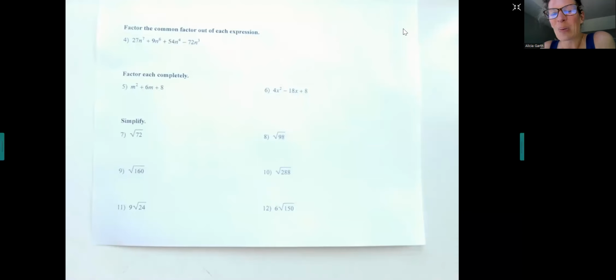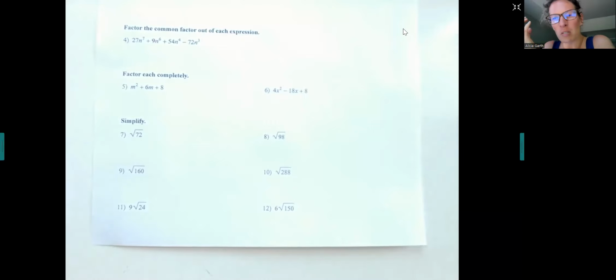Recording. Week 5, we are going to be simplifying radicals. The reason we simplify radicals is because we want an exact number. If you take the square root of 2, it's 1.71, and it goes on for a long time. I can say the square root of 2, and it's much more accurate.